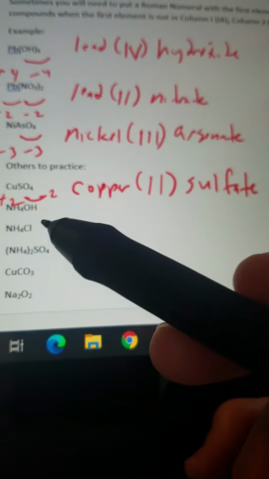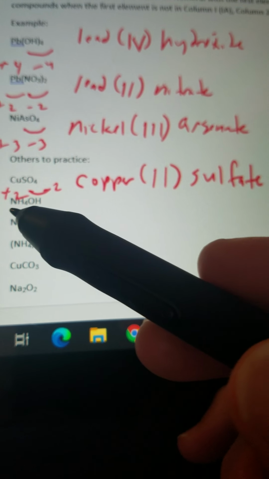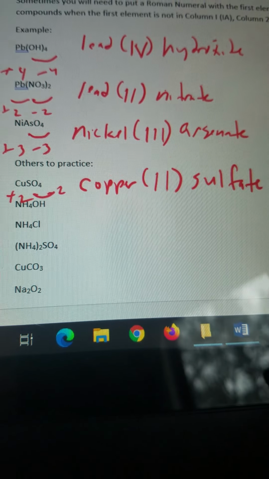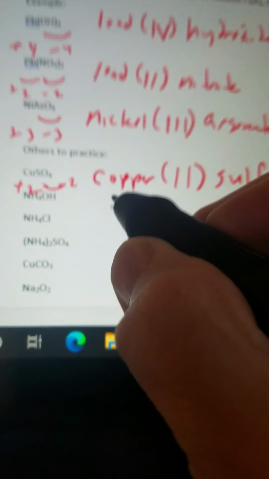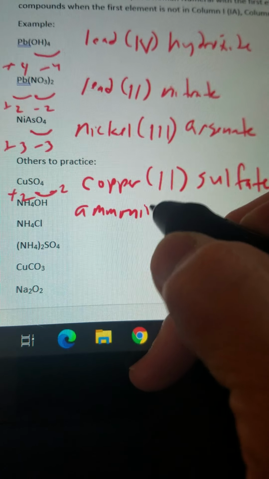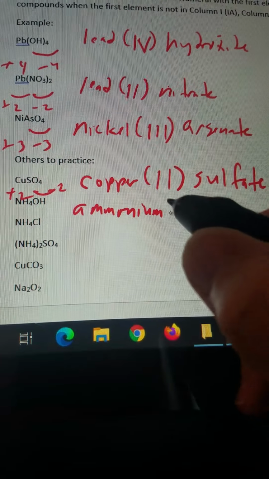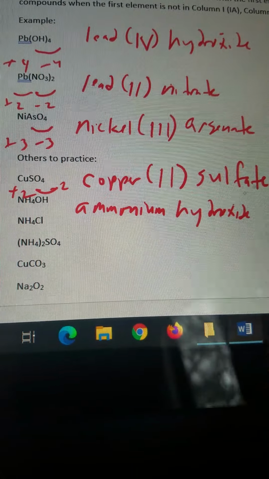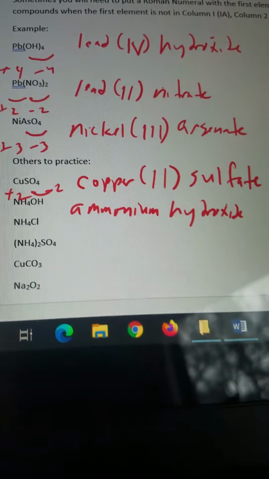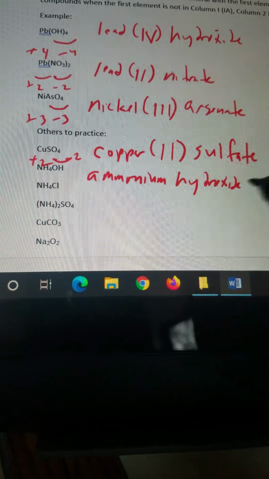My second one, I have a polyatomic ion at the beginning and at the end, so all I have to do on this one is just name both polyatomic ions. So my NH4 is ammonium, and then the OH is hydroxide, and that's it. Since both of these have a specific charge, then there's no need for Roman numerals.